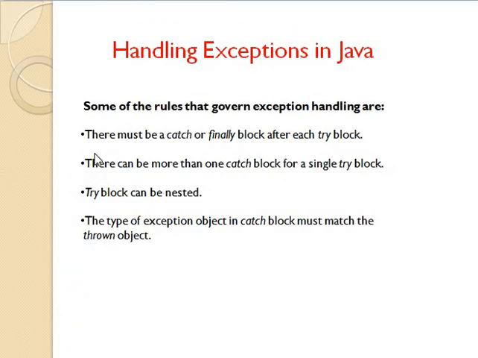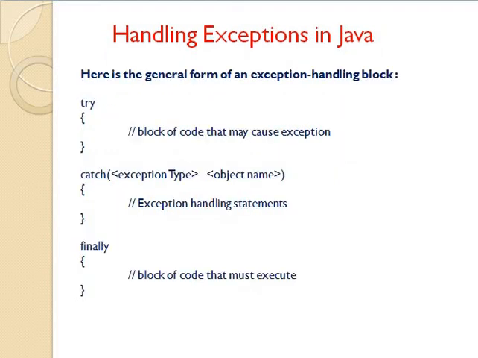Now see the second point. There can be more than one catch block for a single try block. As you can see here in the syntax, there is a catch block for this try block. But it is also possible that there can be multiple catch blocks for this try block. That means there can even be more than one catch block for this try block.